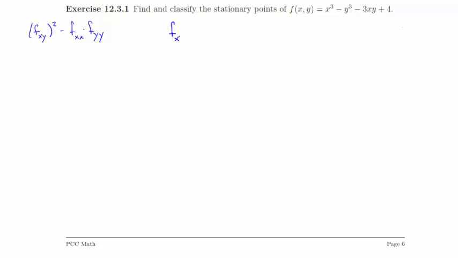So to start, we need to find f sub xx, f sub yy, and f sub xy. So f sub x equals 3x squared minus 3y, and then f sub y equals negative 3y squared minus 3x. F sub xx equals 6x. F sub yy equals negative 6y, and then f sub xy equals negative 3. And that's the same thing as f sub yx. If we had taken the derivative here with respect to x, we would have just gotten a negative 3.